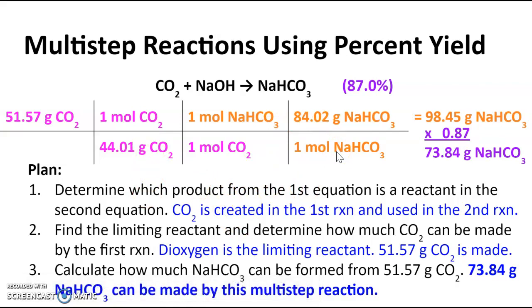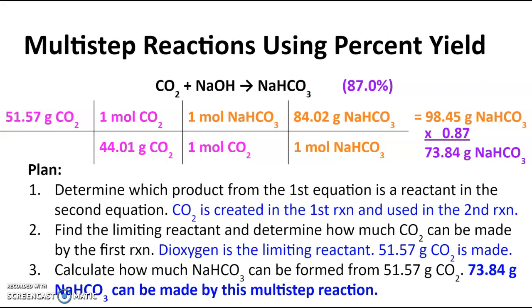We get 98.45 as our theoretical yield. We'll multiply by our percent yield, and that tells us we're actually going to end up with about 73.84 grams of sodium bicarbonate. And that is the conclusion of our multi-step reaction.